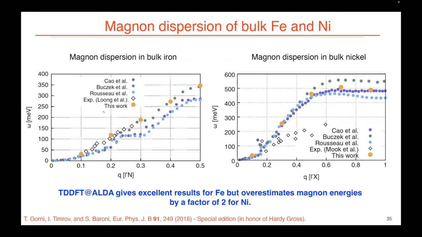You see that the predictions using the Turbo Magnon code of Quantum Espresso, this work, these orange dots, agree very nicely with previous calculations, these colored dots using either the Sternheimer or Dyson approach, but also they agree with experiments, these empty rhombi. So on the left, for bulk iron, there is very nice agreement with experiments, while on the right, for bulk nickel, theory overestimates experiments by a factor of two because of the LDA functional, because all these calculations are based on the local density approximation, actually the adiabatic local density approximation, which is not good enough for some systems like bulk nickel.